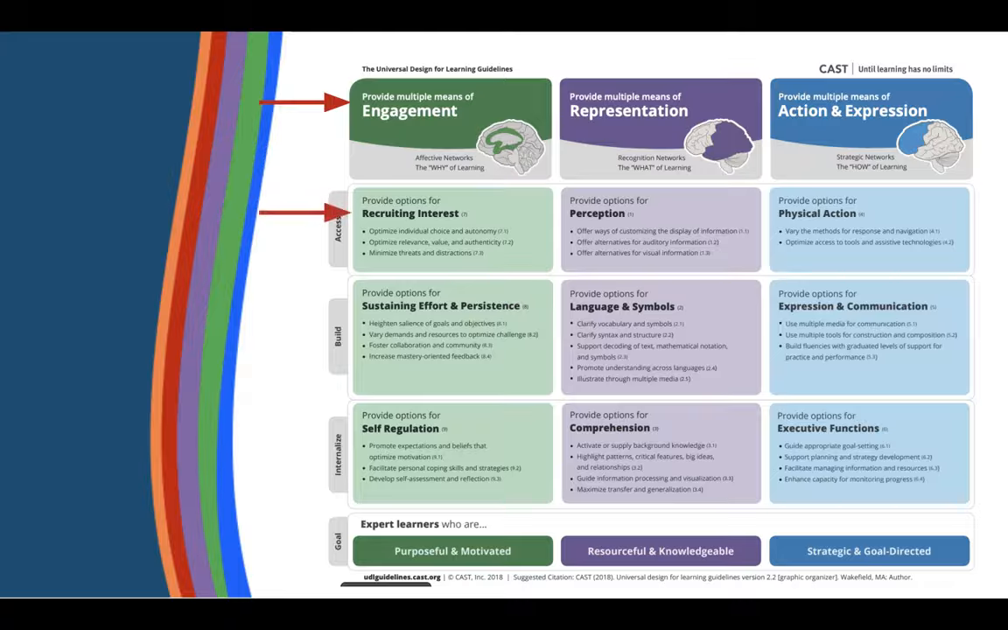Under each principle, vertically, there are a set of guidelines that address how to implement these larger principles related to access, building, and internalization. Within each of these guidelines are a set of checkpoints with specific examples and suggestions for application. These guidelines are not meant to be a checklist, but rather places for you to start and prompts to get you thinking about how you can create better access and inclusion.